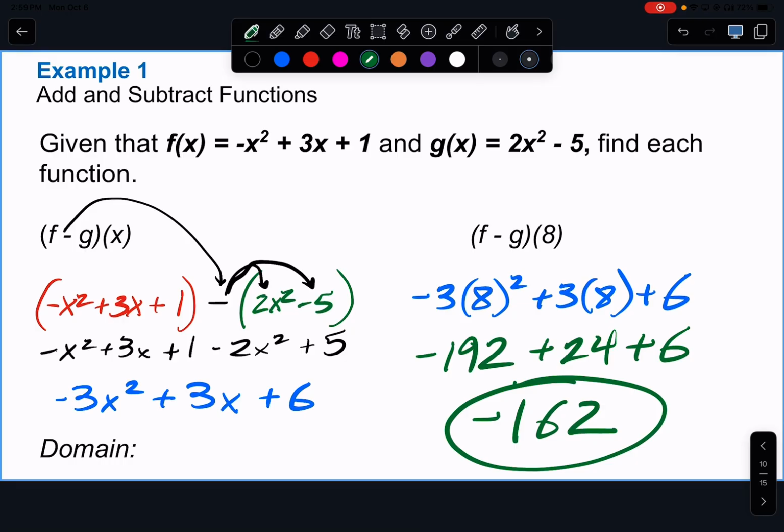I see now. Okay. Our domain for this one, again, because we don't have any denominator that's going to mess stuff up, is going to be negative infinity to infinity.